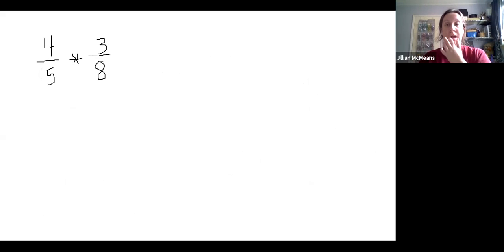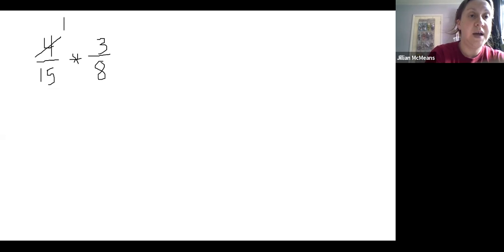Okay, so what I do is I start with any of the numbers that are in the numerator, so 4 or 3, and I look to see if there are factors of 4 or factors of 3 that'll divide out of anything in the denominator. So let's start with 4. 4 has factors of 1, 4, and 2. Do any of those numbers divide into 15 or 8? Well, yeah, it turns out that 4 itself will divide into 8. So I'm going to divide 4 by itself. When I divide 4 by 4, I get 1. I'm going to divide 8 by 4. 8 divided by 4 is 2.